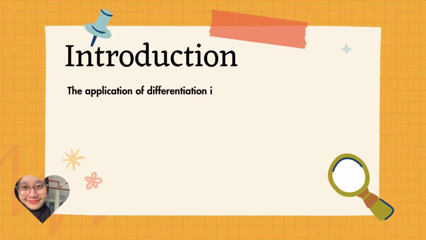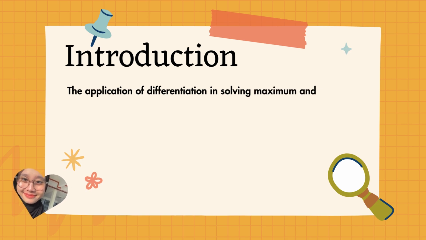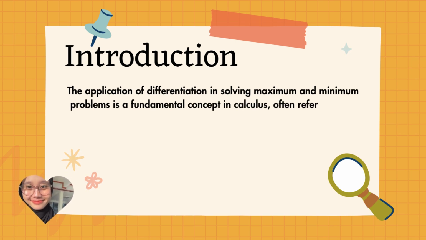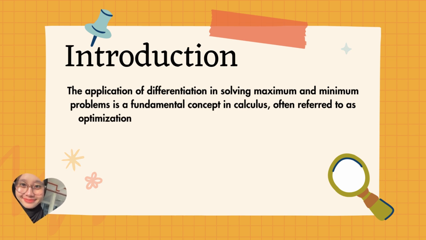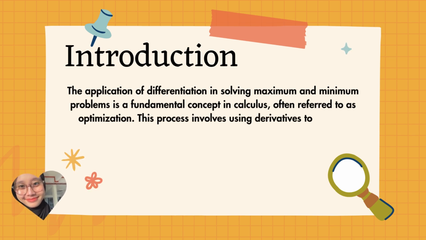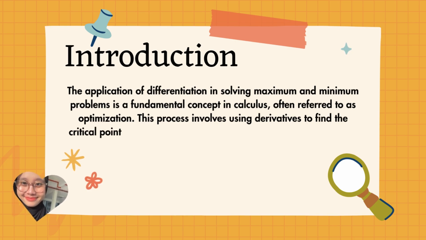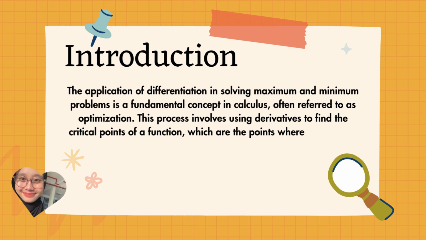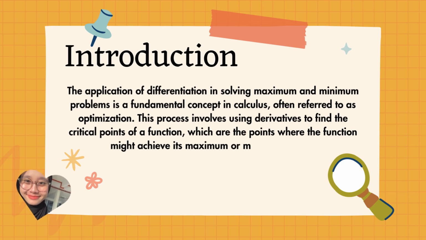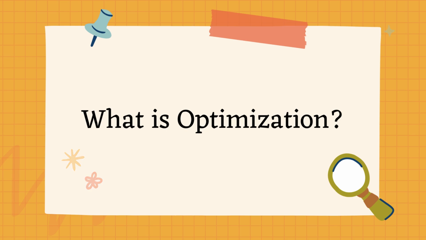So, let's start with the introduction. The application of differentiation in solving maximum and minimum problems is a fundamental concept in calculus, often referred to as optimization. This process involves using derivatives to find the critical points of a function, which are the points where the function might achieve its maximum or minimum values.